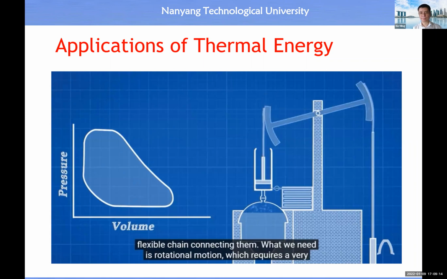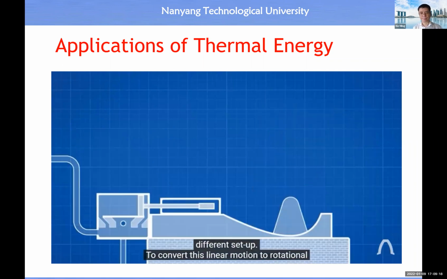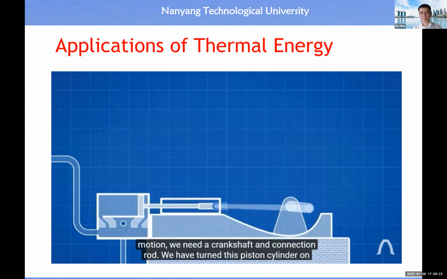What we need is rotational motion, which requires a different setup. To convert this linear motion to rotational motion, we need a crankshaft and connecting rod. We have turned this piston cylinder on its side, so atmospheric pressure can no longer force the piston back down, so we need to use steam on the return stroke.